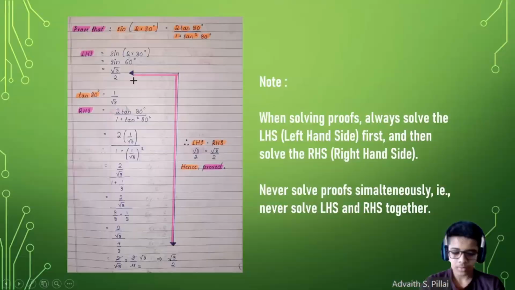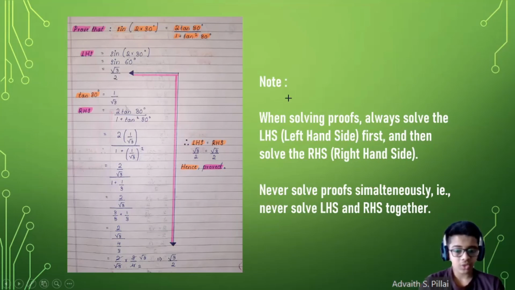Okay guys, so the value of the left hand side is root 3 by 2. Now let's look at the value for the right hand side. Tan 30 is 1 by root 3. The right hand side says 2 tan 30 divided by 1 plus tan square 30. So 2 tan 30 will become 2 multiplied by the value of tan 30, divided by 1 plus the squared value of 1 by root 3. Okay guys, if you calculate this, it should become root 3 by 2, and hence we can prove that LHS equals RHS, which is proved.